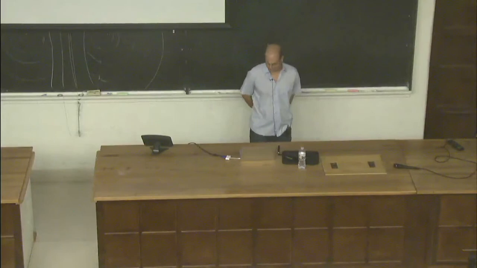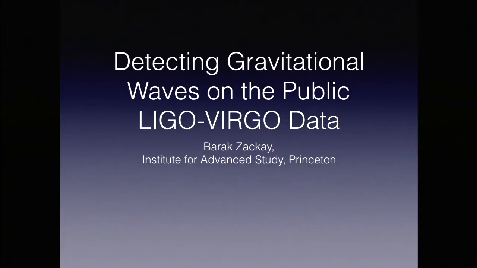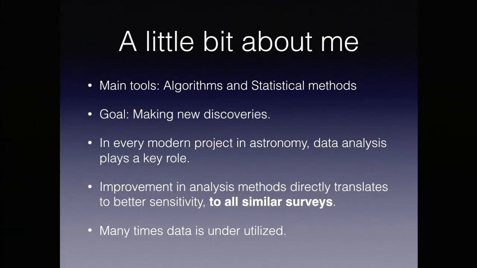So today I'm going to talk to you about detecting gravitational waves on the public LIGO-VIRGO data. Now, Strel already mentioned much of it, but I want to talk a little bit more about that. So algorithms and statistical methods are my main tools. Those are, in my view at least, indistinguishable from new hardware or new techniques to make new hardware, because that's something that allows you to make new discoveries. Basically, in every modern project in astronomy, data analysis plays a key role. I don't know of a counterexample.